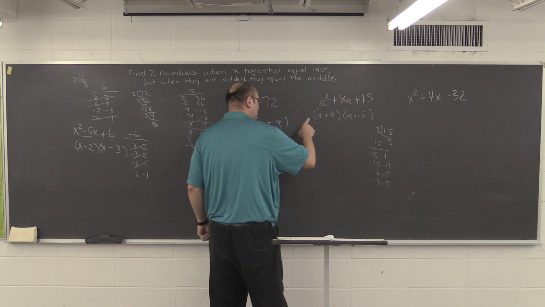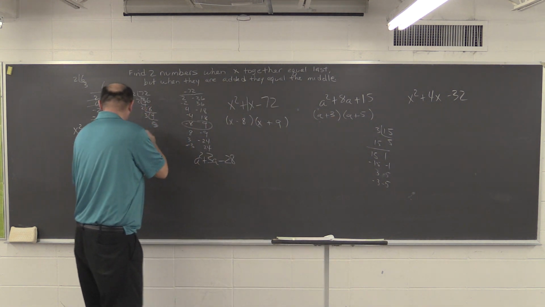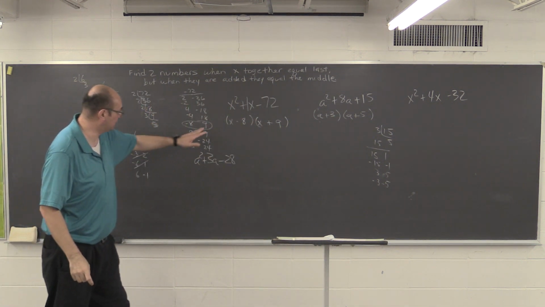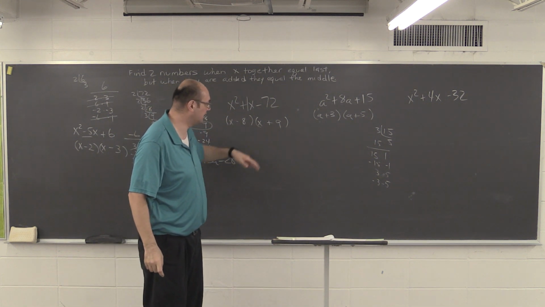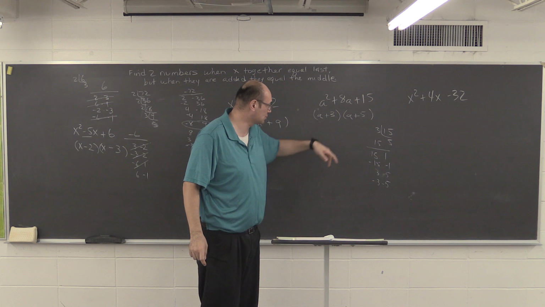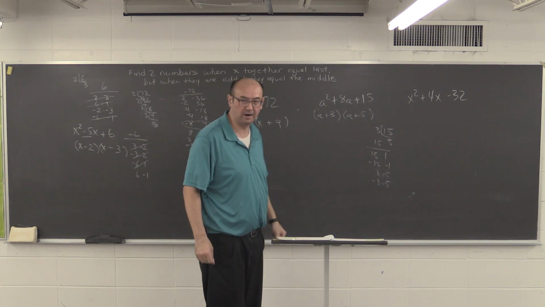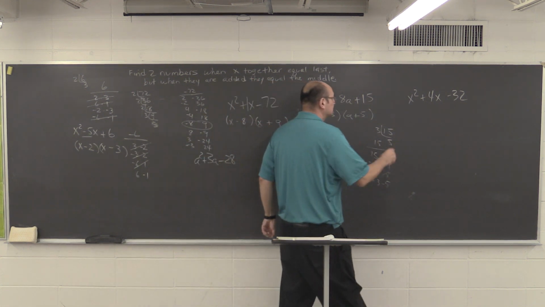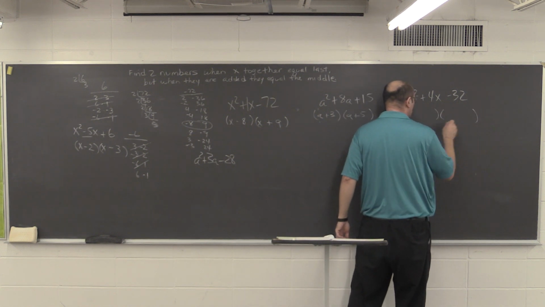You can put those in each answer in any order you want. You can put x plus 9 if you'd like, and x minus 8. You can make this a plus 5 and a plus 3. Totally up to you. All right? Let's do this one here. X squared plus 4x minus 32. We'll put our set of parentheses.